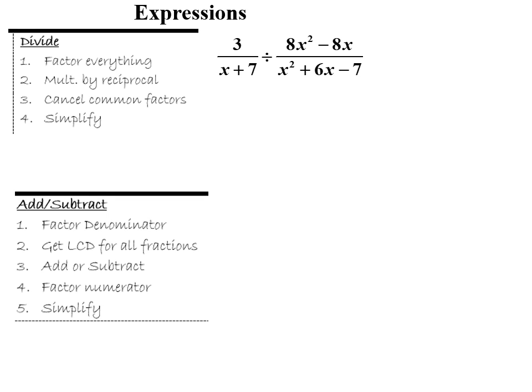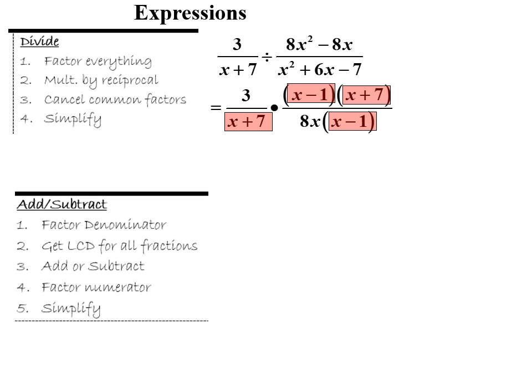minus 7. Factor everything. The 3 over x plus 7, we can't do anything with it. 8x squared minus 8x, well, we can pull out an 8x, and that leaves x minus 1. On the bottom, x squared plus 6x minus 7. Factors of negative 7 that add up to 6 would be negative 1 and positive 7. Notice here I also changed it to multiply and flipped it already, multiply by the reciprocal. Cancel common factors, the x minus 1's and x plus 7's. That leaves us with 3 over 8x.